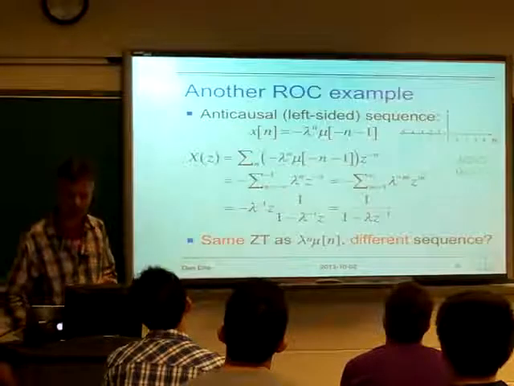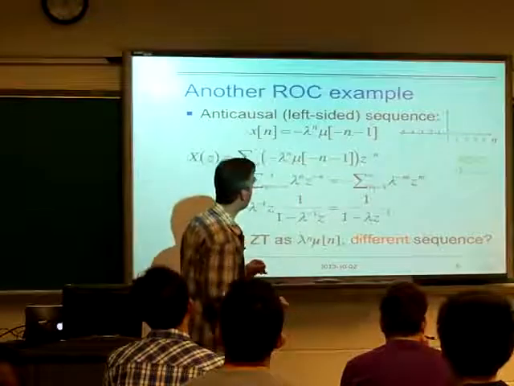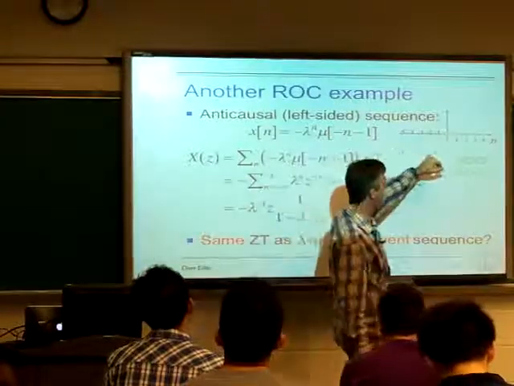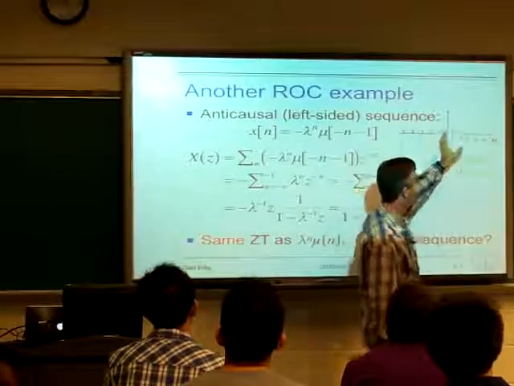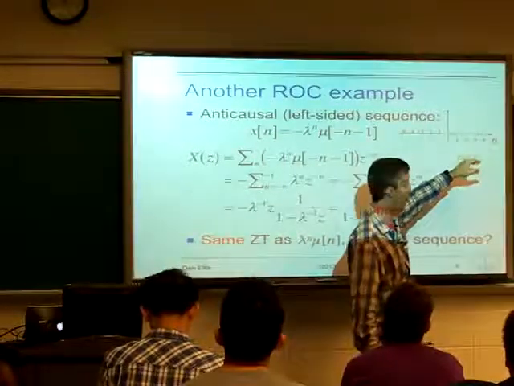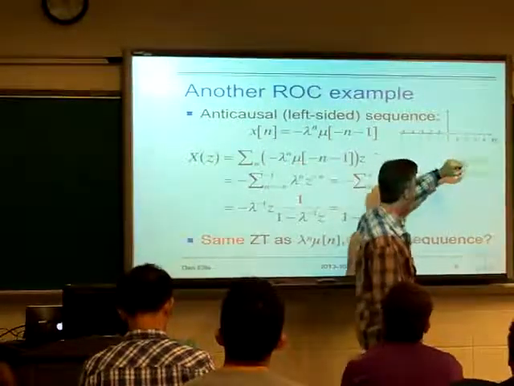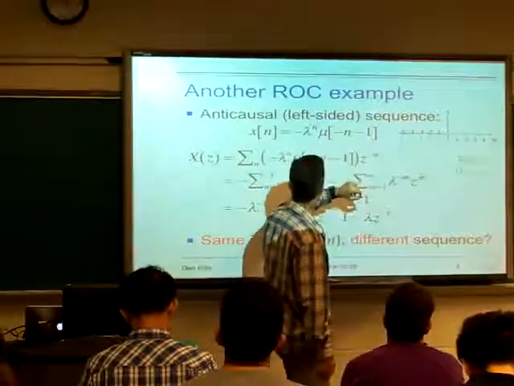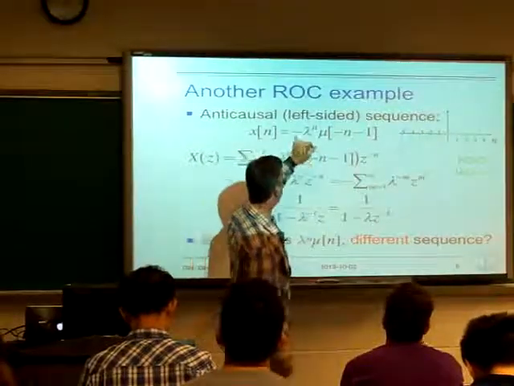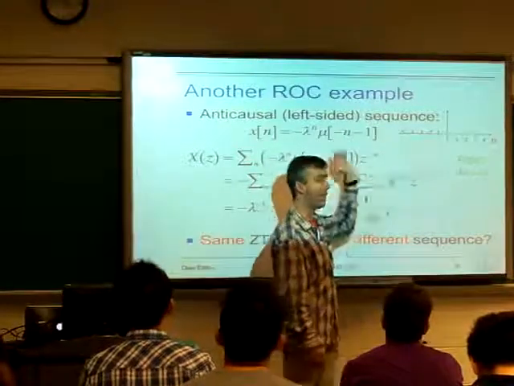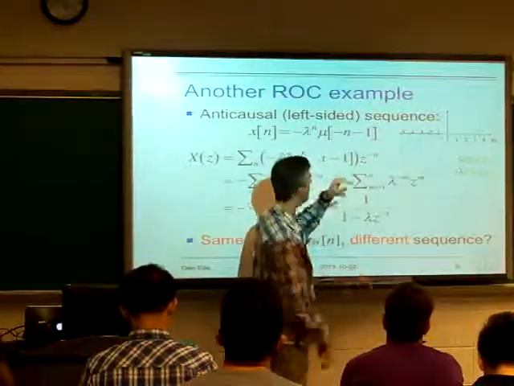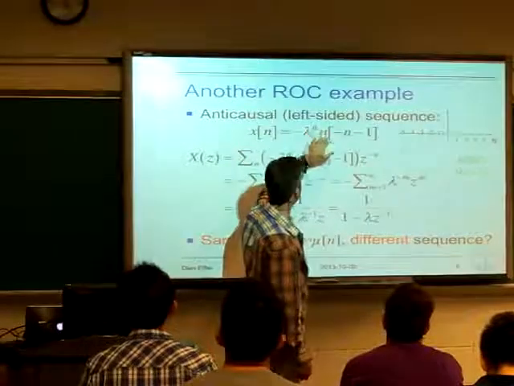So here's the trick we play, right? Now here's a different sequence, and this is a left-sided sequence, so it's 0 for all values of n greater than some number, which is 0 in this case, and it's non-zero for these negative values. So if we define it as, so mu of minus n minus 1 is this left-sided step function. And then it's minus lambda to the n times that.